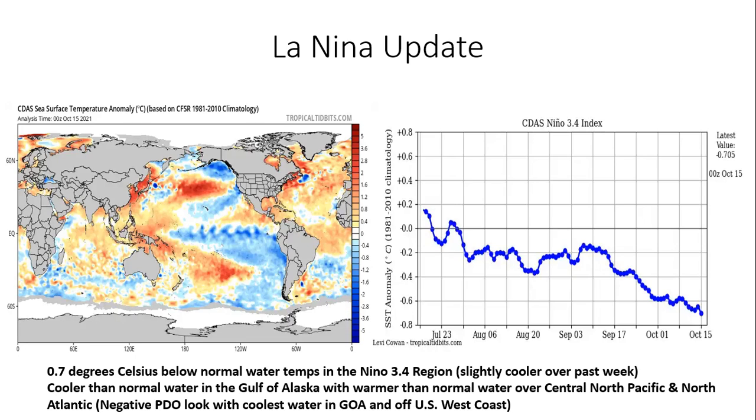More specifically for the Nino 3.4 region on the right, showing the temperature trace, we're currently sitting at 0.7 degrees Celsius below normal water temps in the Nino 3.4 region, and it has dropped slightly over the course of the past week. Again, I'm very interested in how this negative PDO factors into the winter outlook, so it's going to be interesting as we go through these weekly teleconnection discussions to see if that changes in any regard.